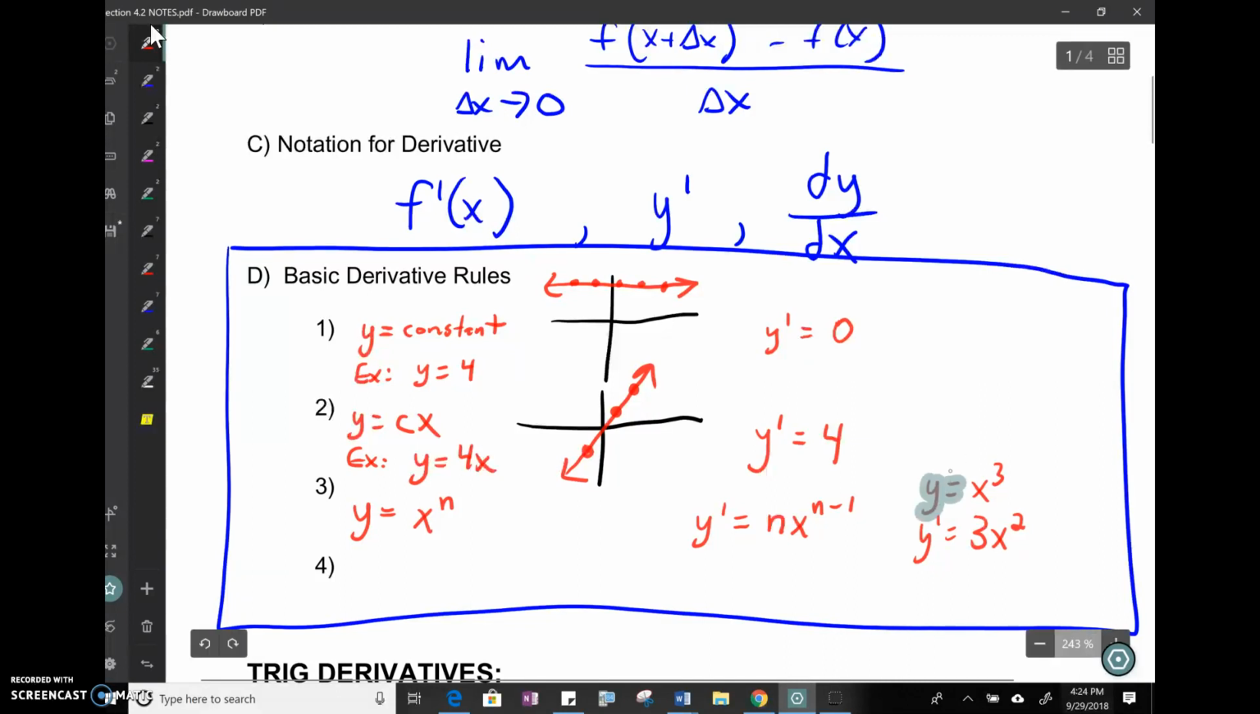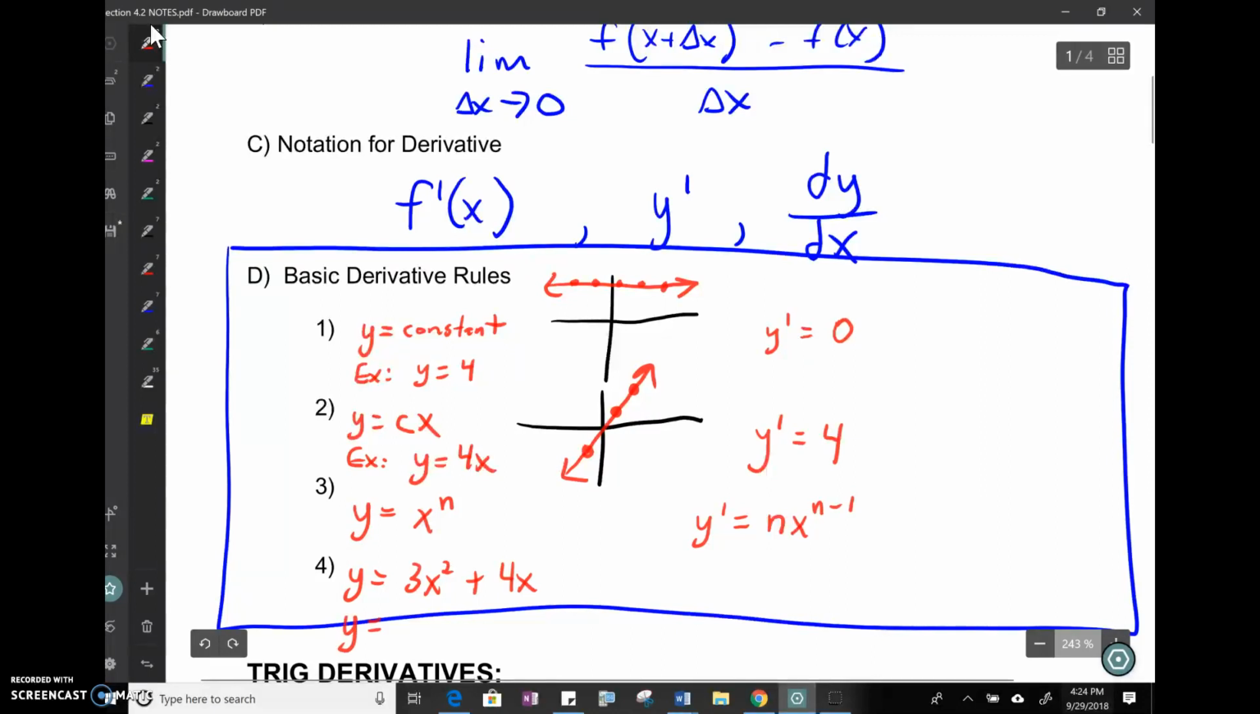Okay? And then the last rule just gives us the ability to put all this together. What if you have a function like y equals, let's say 3x squared plus 4x. Notice how there's two pieces on this. The rule just tells us that you take the derivative of each individual piece. So actually I just wrote the example. Let me write the rule here.